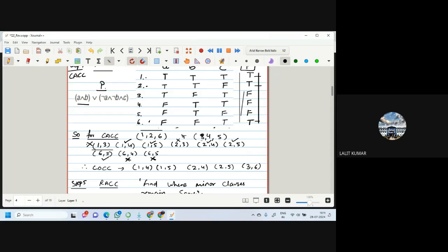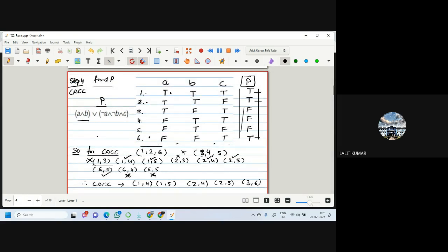CACC criteria, what does it mean? It means that the major clause is determining the predicate. So I start with 1, 3, for example, the first one. So 1, 3 says A is true, A is true, and here one's predicate is true and second predicate is false. It means for this, A is not determining P, so I discard 1, 3. I come to 1, 4. I see A is true, predicate is true, A is false, predicate is false. It means it is determining. So I keep 1, 4.